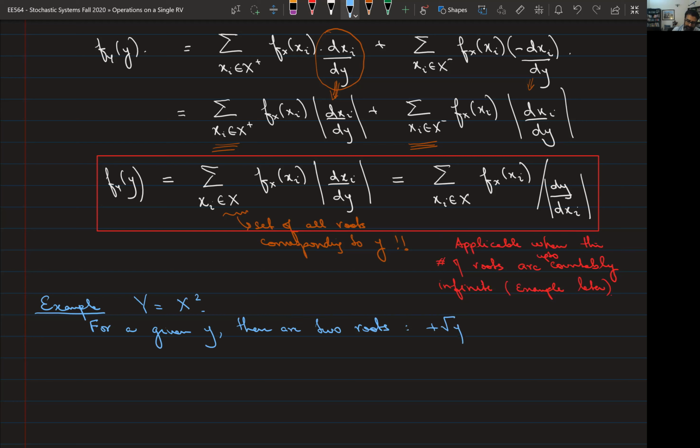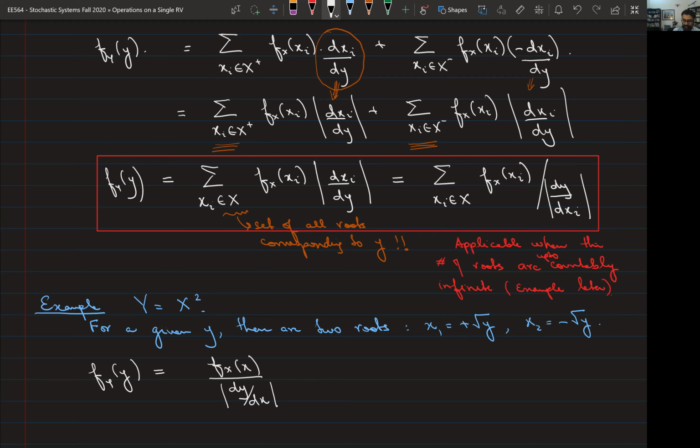Plus root y. So x1 equals plus root y and x2 equals minus root y. Right? And if I just directly apply the formula, what do I have to do? So here this is going to be fx of x divided by dy by dx absolute.